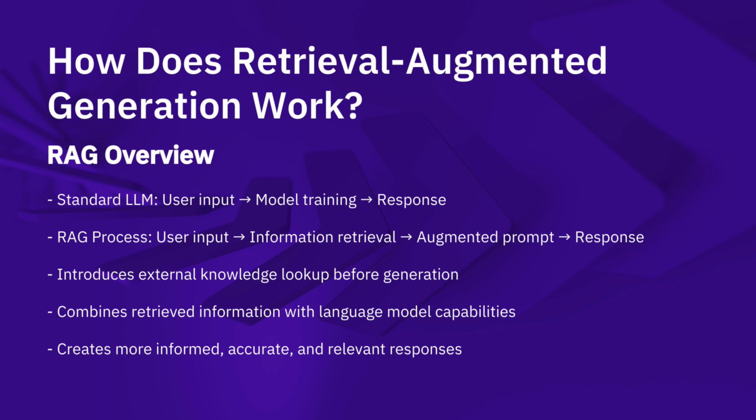RAG fundamentally changes this workflow by introducing an information retrieval component. When a user submits a query, the system first searches external knowledge sources for relevant information. It then combines the user's query with this retrieved information to create an augmented prompt. Only then does the language model generate its response. This approach combines the best of both worlds: the powerful reasoning and language generation capabilities of large language models with the precision and reliability of retrieving specific information from trusted sources. The result is a system that can provide more informed, accurate, and contextually relevant responses.